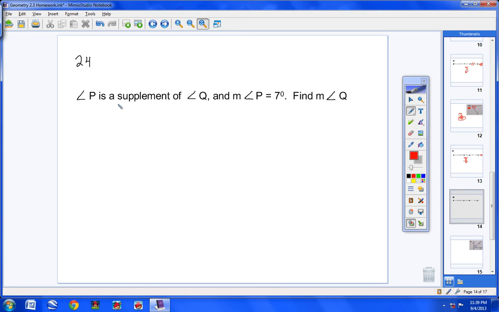All right, number 24. P and Q are supplementary. We know this because it says P is a supplement of Q. Or you could also say Q is a supplement of P. That means their sum is 180 degrees. Now, P is 7 degrees, so I'm going to subtract out 7 degrees, and that's going to give me 173 degrees. So the measure of angle Q has to be 173 degrees. And that makes sense, because 7 plus 173 is 180.